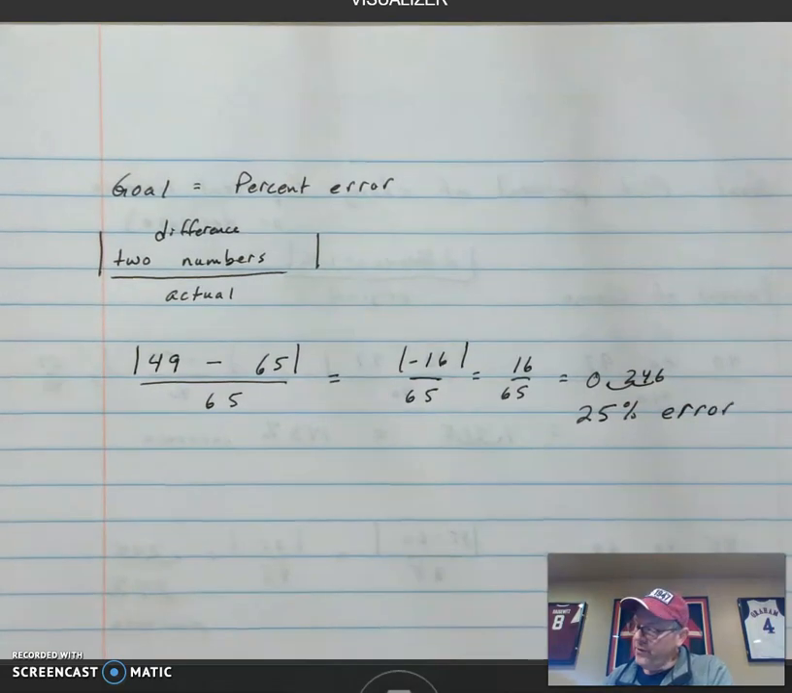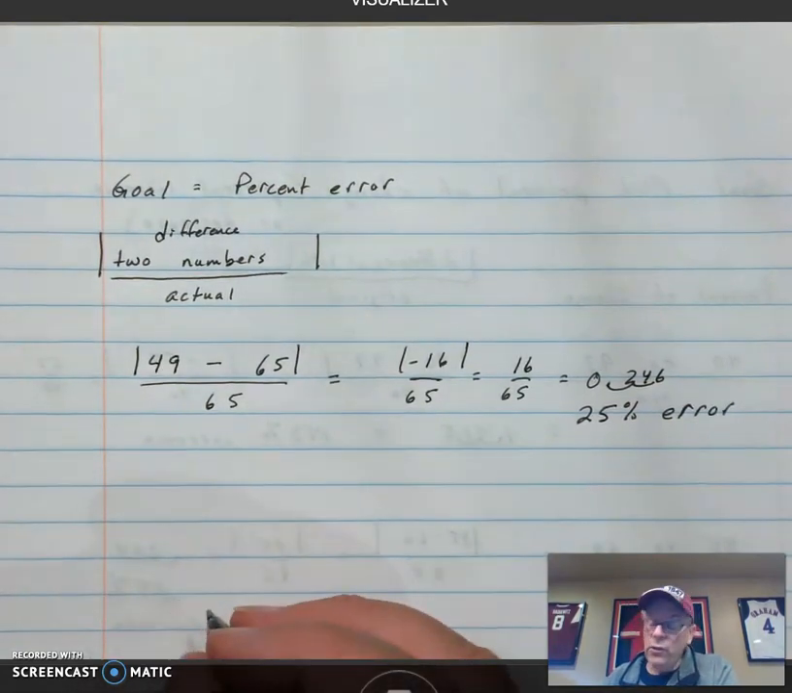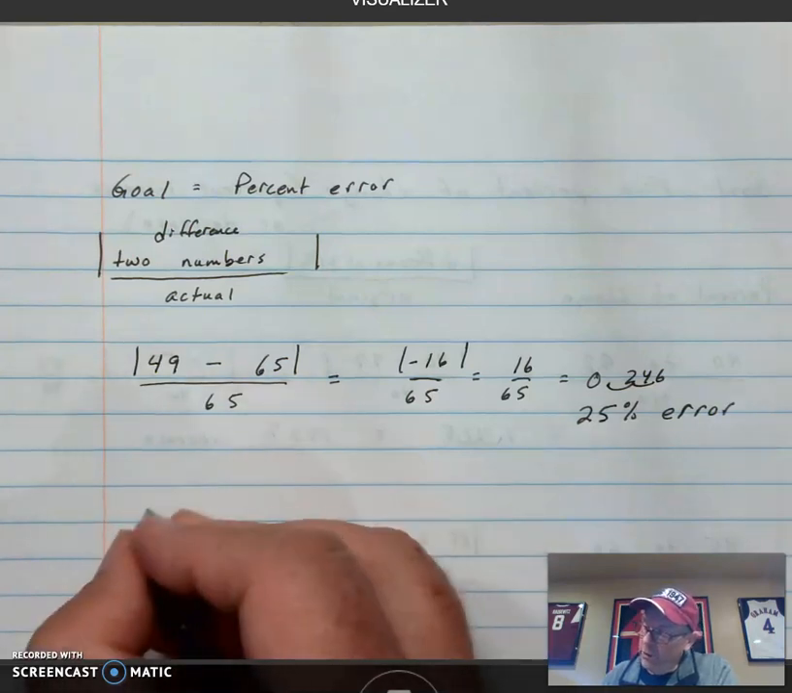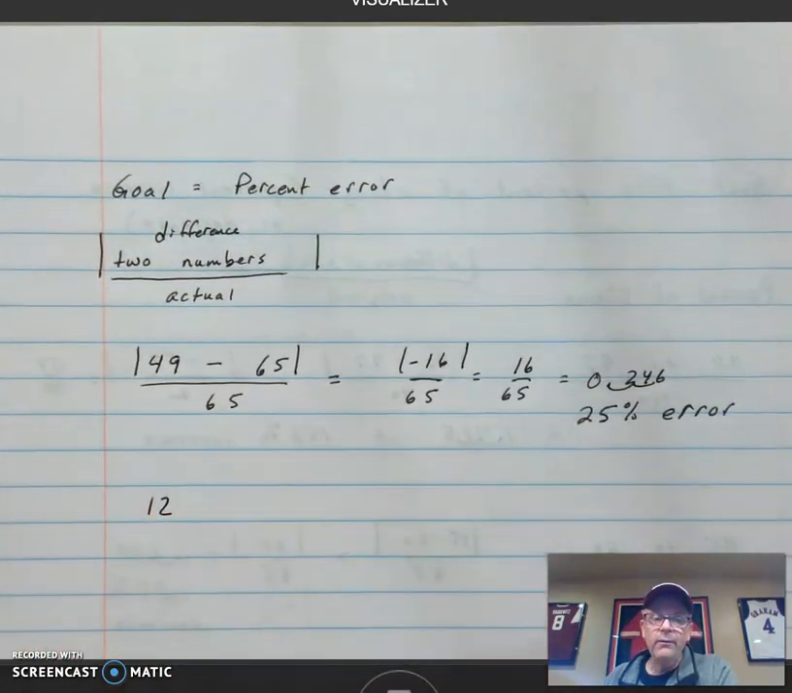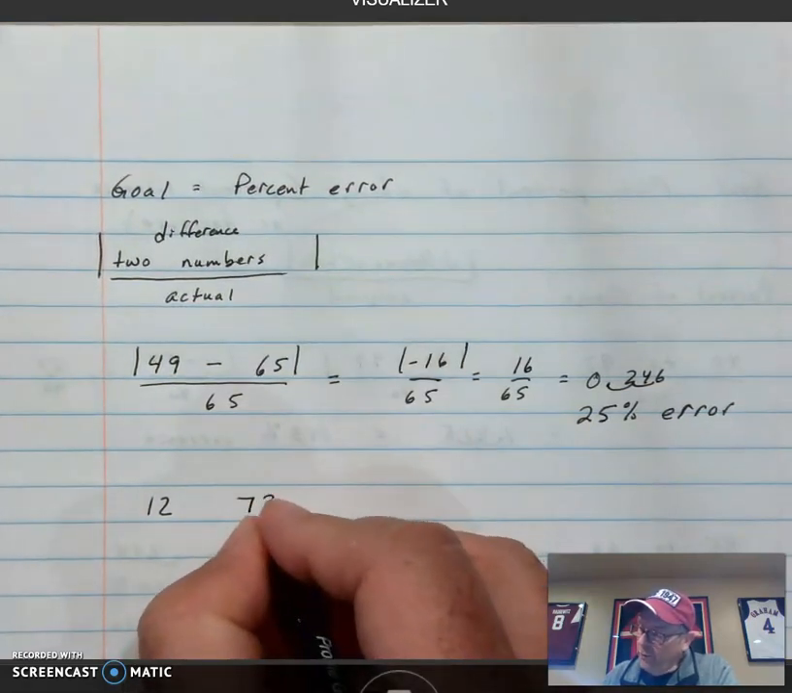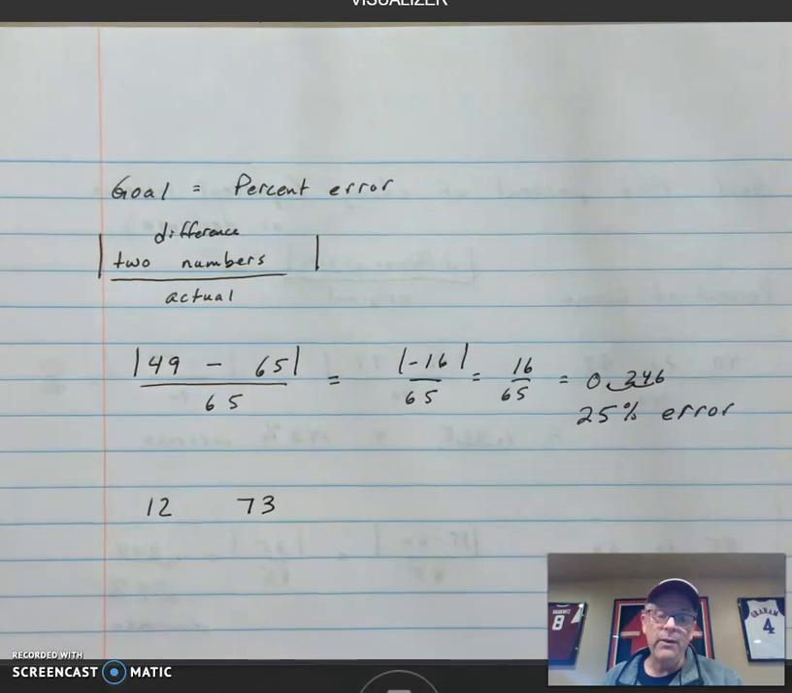Okay, let's do the same thing. Let's say that you looked in a bag and you thought that there were 12 apples in the bag. It turns out there were actually 73 apples in the bag. Hey man, what can I say? You're not very good at judging apples.